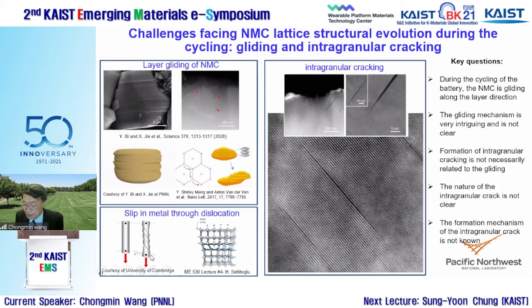And then the key question: how can a layered structure glide here? Classically, in metals, you can see that metals can glide through the dislocation model. But how can a layered structure just glide in here? That's one key question, I think. We need a little bit more understanding. At the same time, as I mentioned again, it's the so-called intergranular cracking, the nature of the cracking, and how this is formed actually.